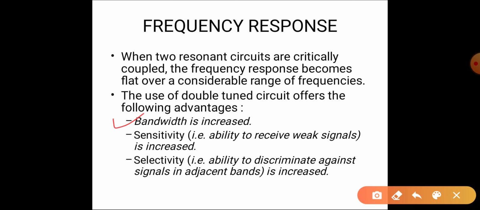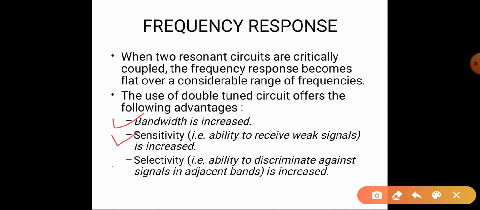Then second, the sensitivity is also increased. What is sensitivity? It is the ability to receive and amplify weak signals also. Which weak signals? The weak signals having frequencies in that range, in that bandwidth only. So the double tuned amplifier can receive and amplify weak signals also.